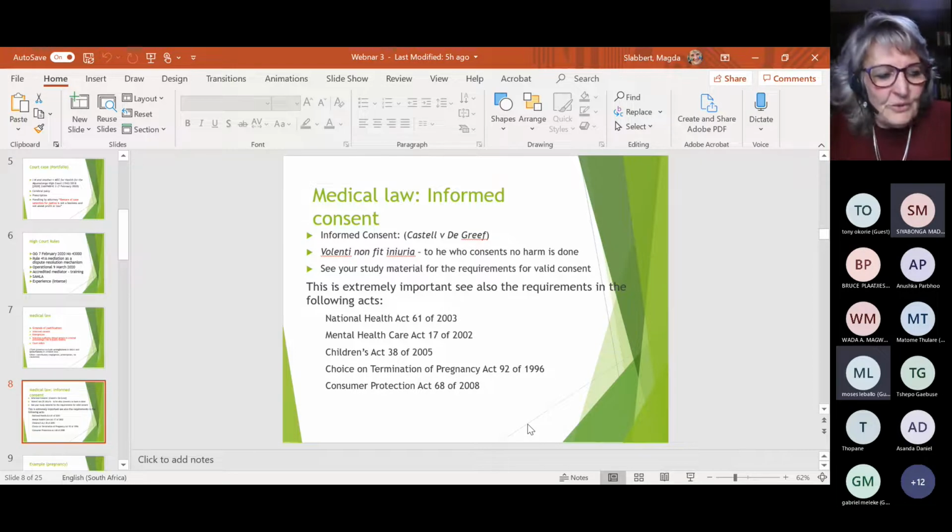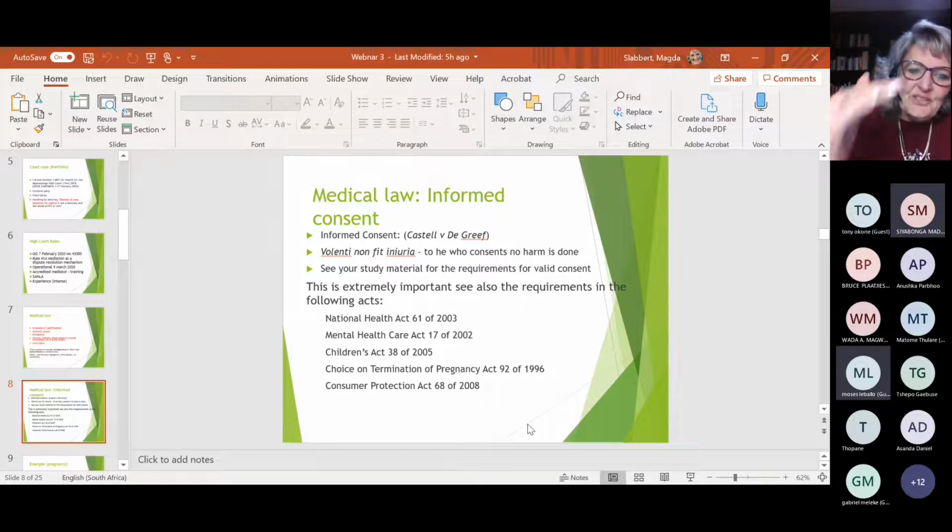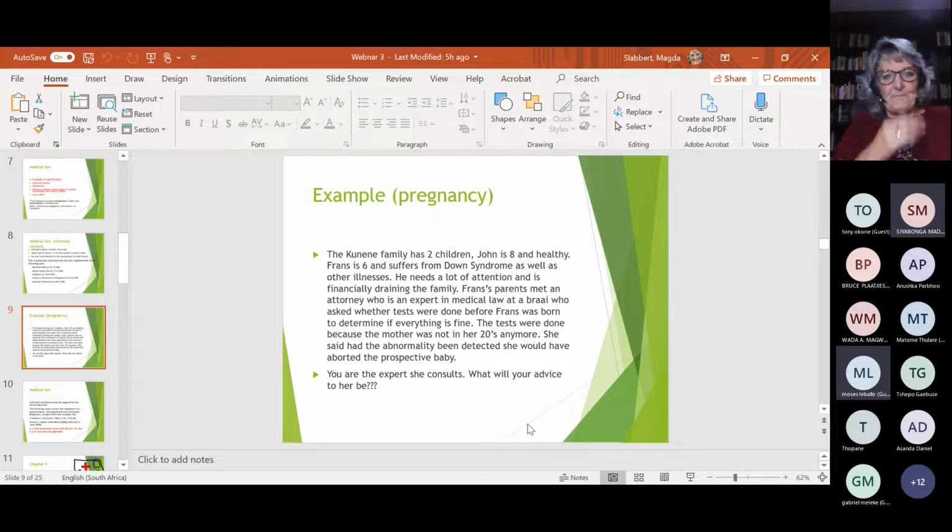Usually when you are admitted to a hospital or you go for a big operation, the anesthetist always, they will have informed consent. You will physically sign a form and you will do that. But just remember that certain acts also prescribe it. And you can go back to Castell versus De Greef if you have a possible case.